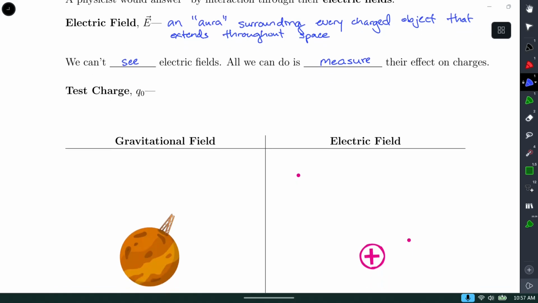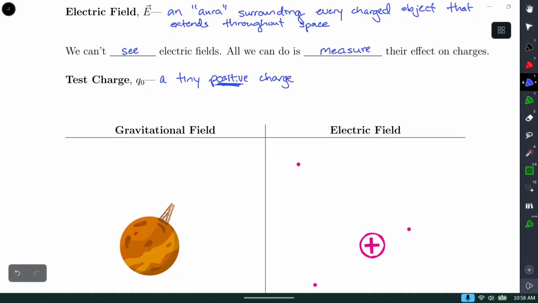So we call that measuring device, that charge we use, a test charge. A tiny positive charge. Positive is important because we always want to use this same type for consistency. You'll see what I mean in a little bit. It's used to measure the strength of a charged object's electric field.